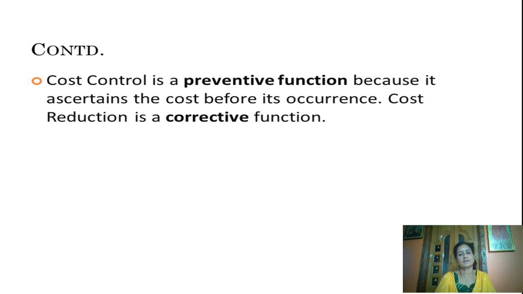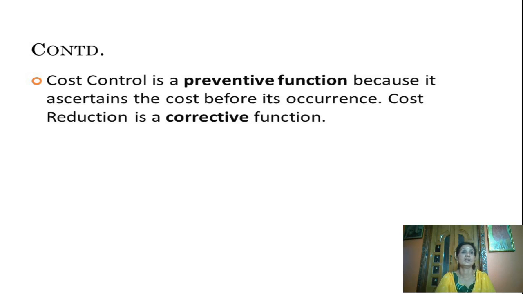Cost reduction is a corrective function. So this clearly indicates the difference between cost control and cost reduction. Cost control is a preventive function. Preventive function means, as we had discussed, the costs are predetermined, and it is preventive. It states that this should be the cost, and they prevent and avoid unnecessary costs. So it can be very well termed as a preventive function, whereas cost reduction is a corrective function.